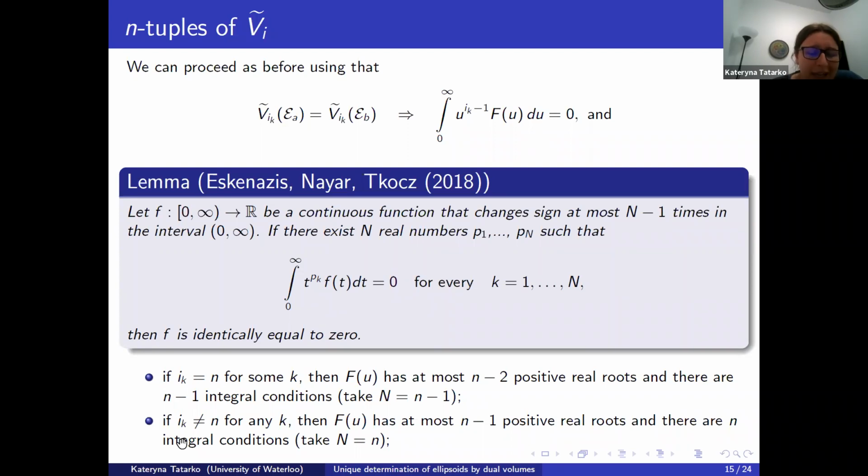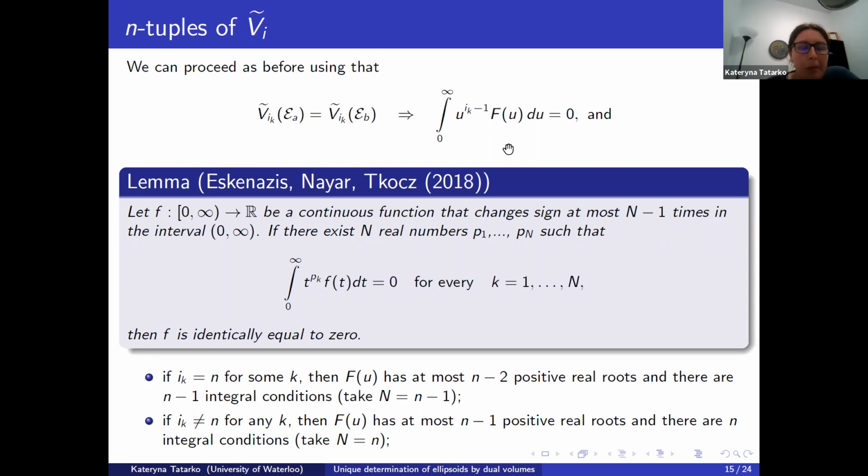On the other hand, if we don't have equality of volumes of the two ellipsoids, then by the same previous argument, we can show that F capital has at most n-1 positive roots, because the largest power of u will not cancel out. And we will have all n integral conditions in this form. So again, we can apply this lemma, and it again will imply that F capital is equal to 0. So in any case, applying this lemma, we can conclude that F capital is identically equal to 0, which gives us that the semi-axes of the two ellipsoids are the same.